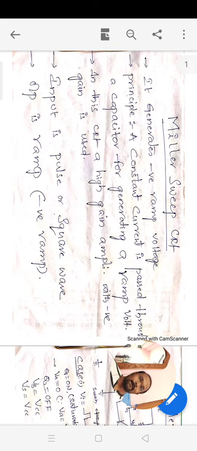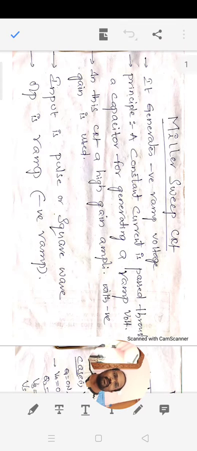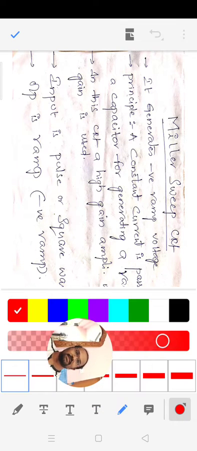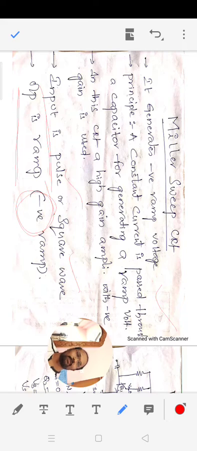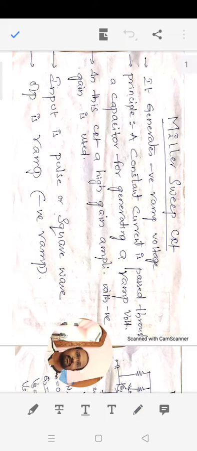If you apply a pulse as the input signal to this Miller sweep circuit, it produces a ramp waveform as the output, but that ramp is of negative type. It produces a negative ramp signal. If you observe the slide, if your input is a pulse or a square wave, the output is a ramp. The ramp is of negative type. It generates a negative ramp voltage signal.